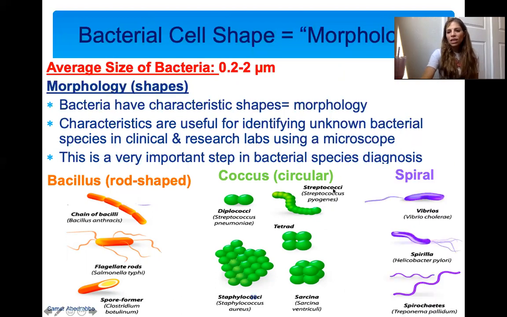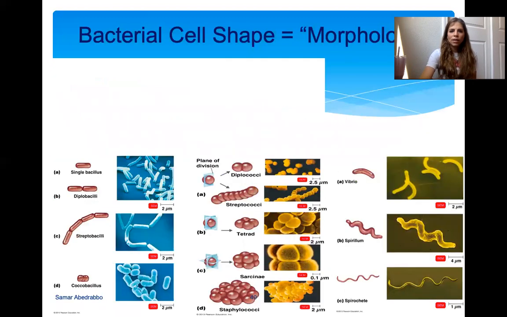And then some bacteria are spiral in shape. So these are the three different morphologies. Bacteria can be rod-shaped, circular, or spiral. There are other unique ones, but these are the main ones. So most bacteria are either rod-shaped, circular, or spiral. And this helps us determine the bacterial species diagnosis when you look at it under the microscope.